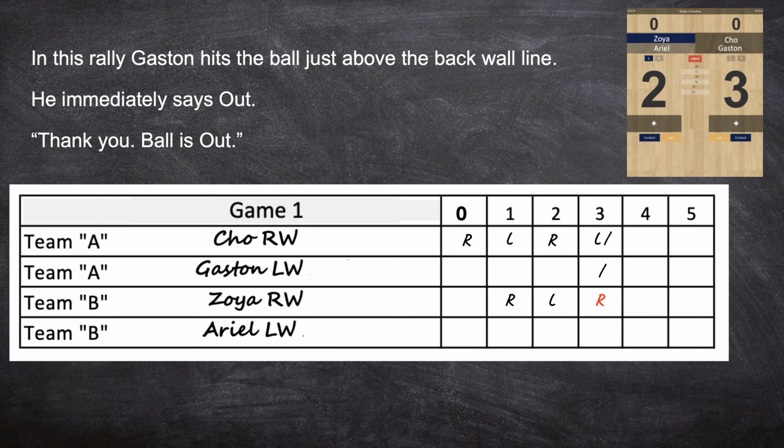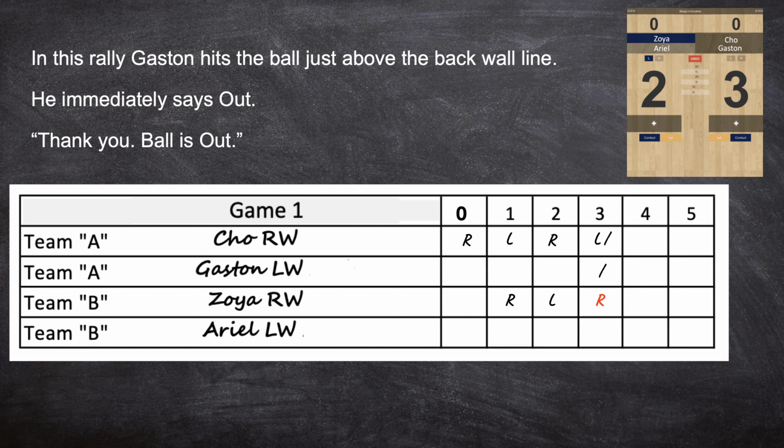2-3. In this rally, Gaston hits the ball just above the back wall line. He immediately says out. Thank you, ball is out. The players will often, in the spirit of fair play, declare if a ball is down or not up or out. Who just served? Zoya.